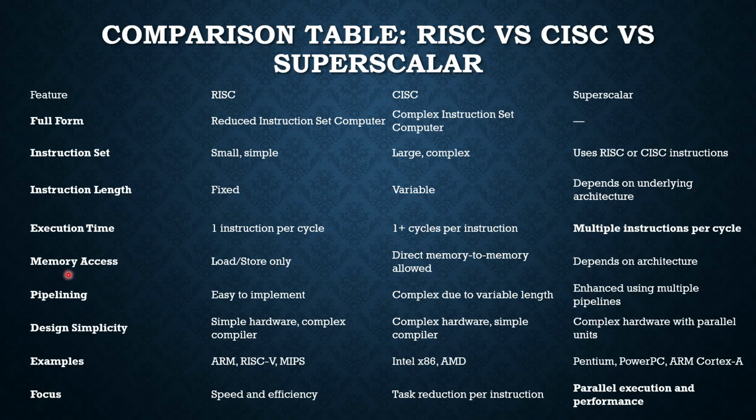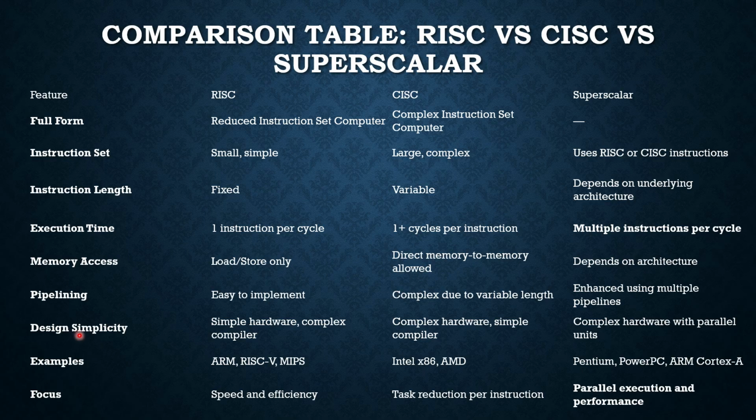Okay. Coming to the memory access. In the case of RISC, it has either load or store data only, while in the case of CISC, it has access from direct memory to memory. In the case of superscalar, it depends on the architecture. Coming to the pipelining, RISC is easy to implement. CISC is complex due to varied length, and superscalar has enhanced pipelining, like multiple pipelining, because it is an enhanced version.